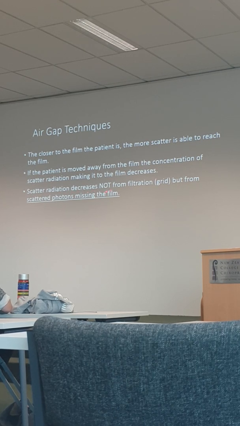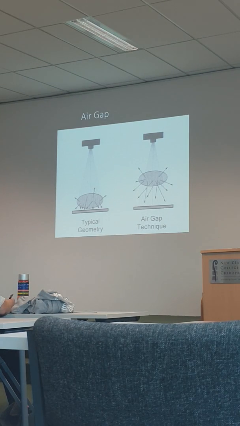So scatter radiation decreases not from filtration, but from the scattered photons now missing the film, in this case. We've been talking about air gap. It's not because you've filtered out the scatter radiation, it's actually because the scatter radiation's gone in a completely different direction and missed the film. So if you look here, a normal object right up against the film, any scatter radiation, this scatter radiation here would still hit the film right on the edge, whereas if you move this away, that same scatter radiation is now going to fly right past the film. So you don't actually remove the scatter radiation, it just now misses the film.